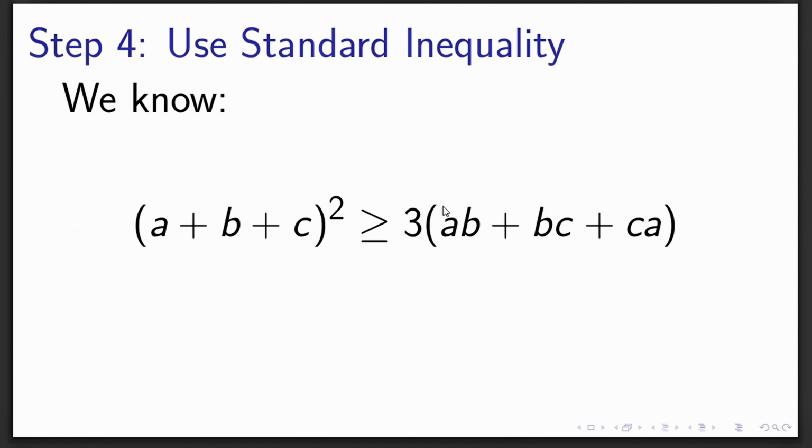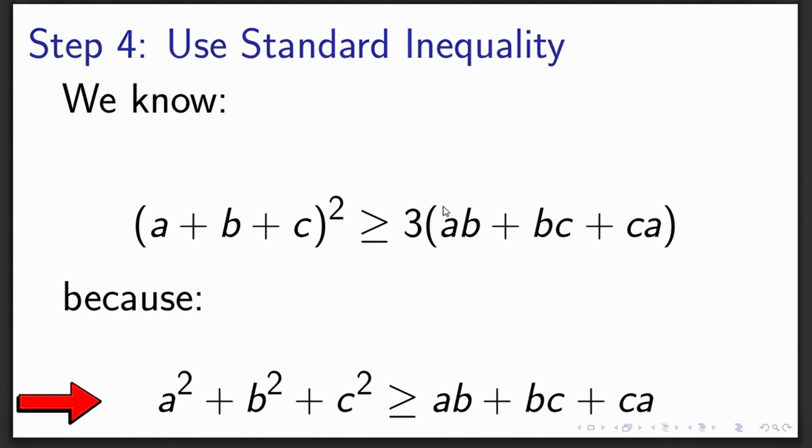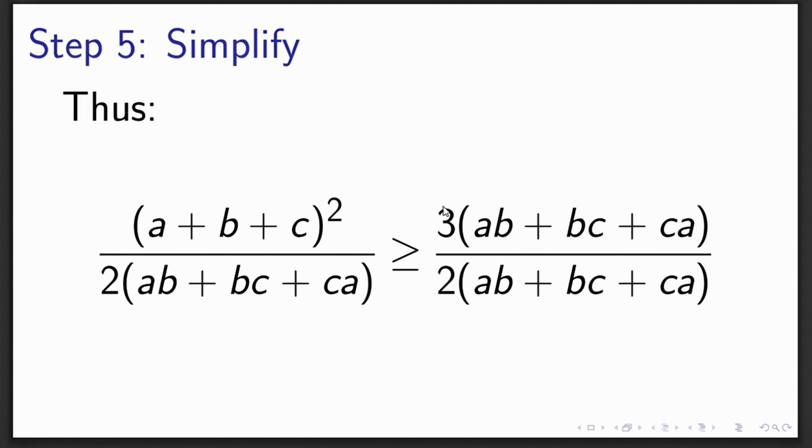Now I'm going to simplify the numerator. For this, we know that a plus b plus c whole square is greater than or equal to 3 into ab plus bc plus ca. The reason is we know that a square plus b square plus c square is greater than or equal to ab plus bc plus ca. Now I'm going to substitute the value on the right side of the inequality.